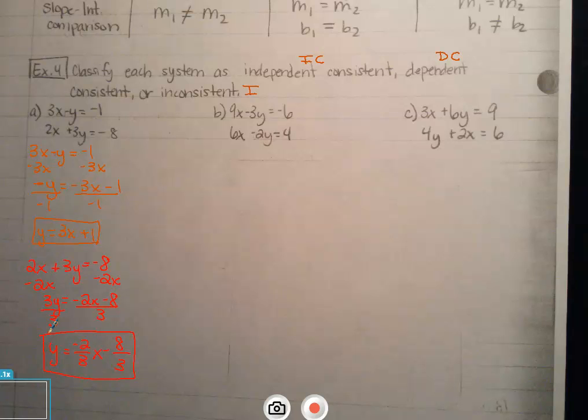Okay, so here we go. The slope here is 3. The slope here is negative 2/3. Well, if the slopes aren't equal, right, m1 is not equal to m2, we know it goes in this column, which is independent consistent. So IC.